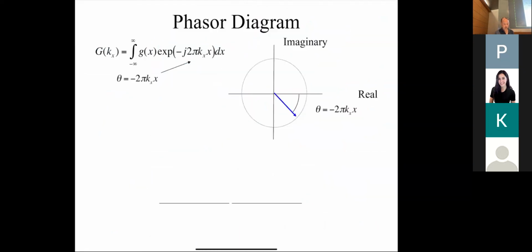Okay, so let's go back to our phasor diagram, and let's go back to the definition of Fourier transform, right? If I have some object g of x, the Fourier transform of that is just I take g of x and I multiply it by this complex exponential. Okay. So what is a complex exponential? Well, it's just a phasor that has theta equals minus 2 pi kx x.